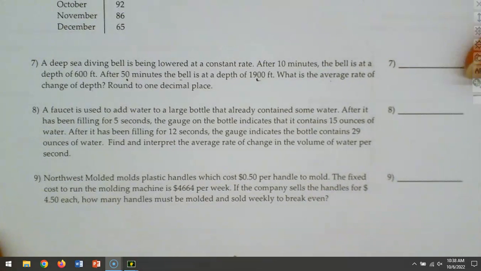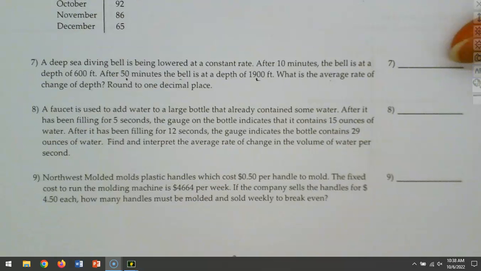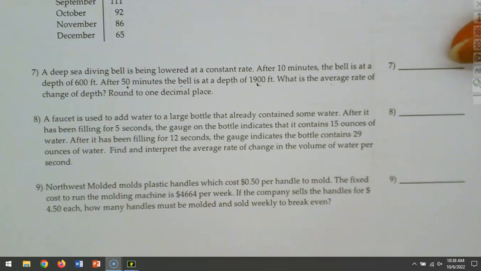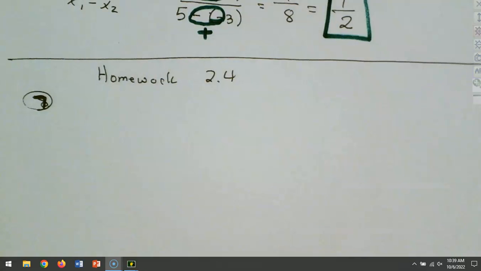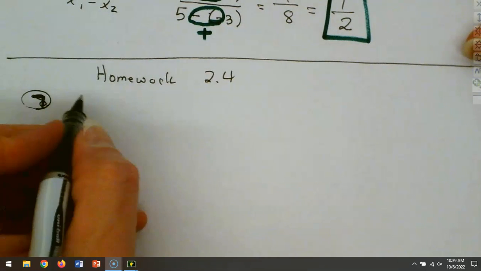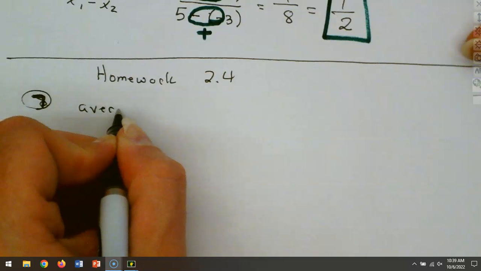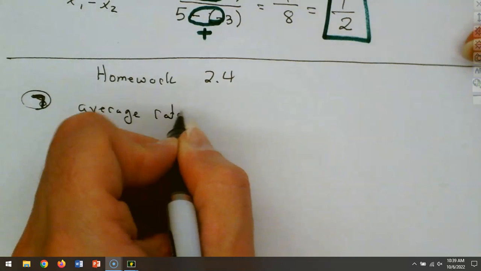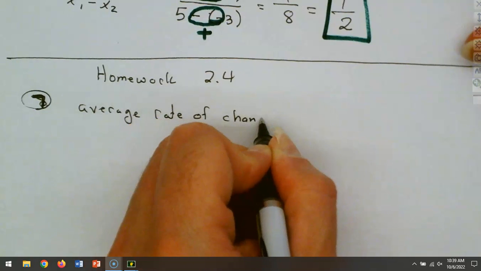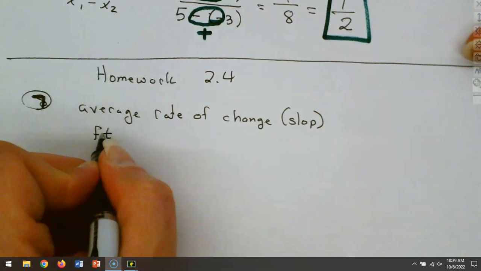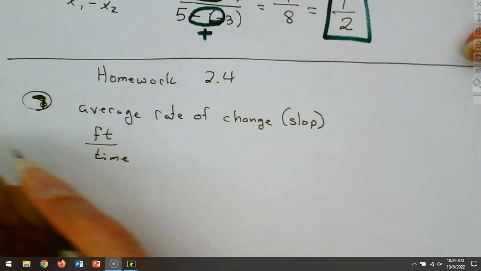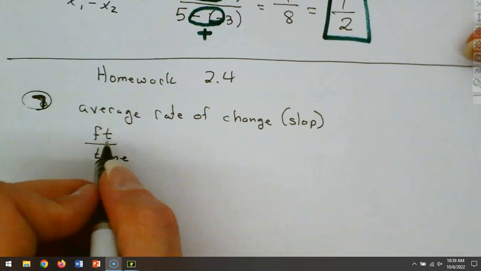So we're looking at the average rate of change in the depth. Now, time usually goes in the denominator. So if I write this out, what are we doing? We're changing in time. So what do I have? Minutes and feet. So when we talk about the average rate of change, that's my slope. And that's going to be your feet over your time. In this case, minutes, so it's feet over minutes.